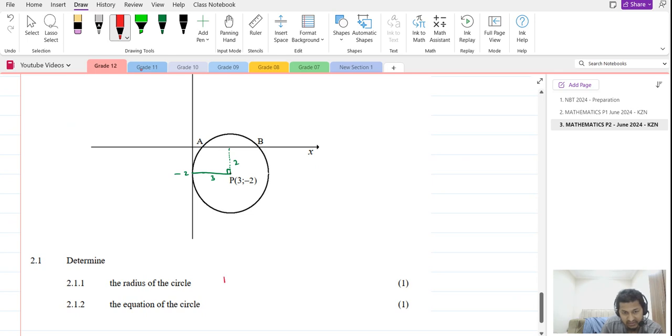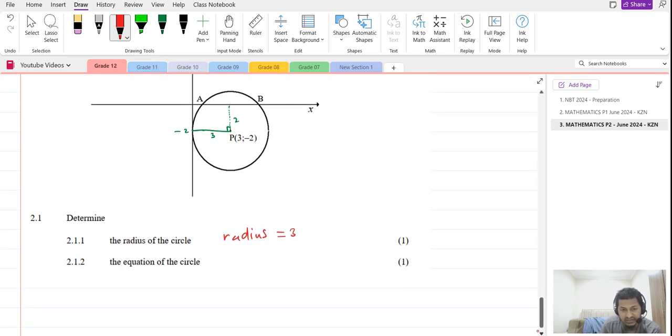So radius is equal to 3. The equation of the circle, so to find the equation of the circle, we can just write it in center radius form. Okay, equation of the circle, what is center radius form? x minus h all squared plus y minus k all squared.